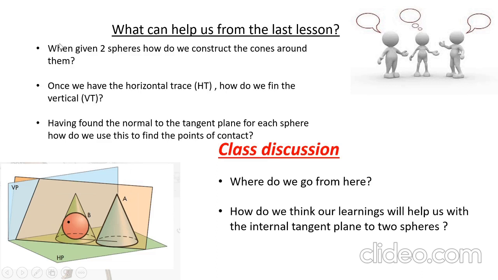First of all, allow a class discussion for 10 minutes between the students to thrash out what they learned in the last lesson. There are a few pointers up here. Two spheres, how do we construct two cones around them? Once we have the horizontal trace and the vertical trace, what do we do? Once we have the horizontal trace, what do we do to find the vertical trace? That's your oblique point projection method.